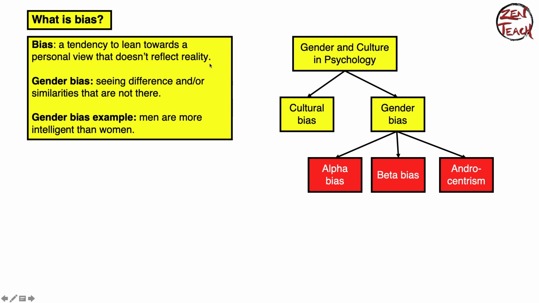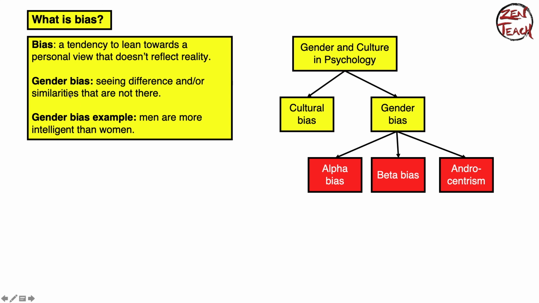A bias is a tendency to lean towards a personal view that doesn't reflect reality. What does that mean? Well, humans can't help but actually see the world in a biased way. That's just how our brains work. For example, say you meet somebody new and they come across really arrogant. And later on you find out they aren't actually arrogant at all, and so your initial impression of them was wrong. That is an example where you held a bias towards somebody, and that later, through gathering more data by meeting that person, you found out that was actually not true, right?